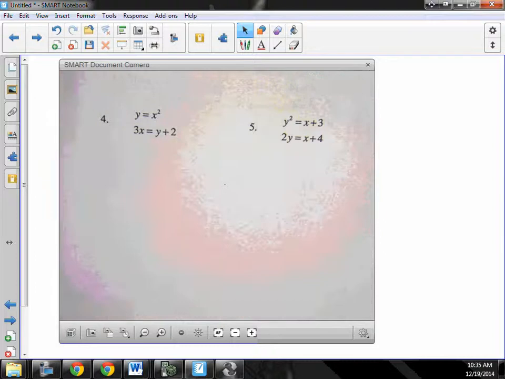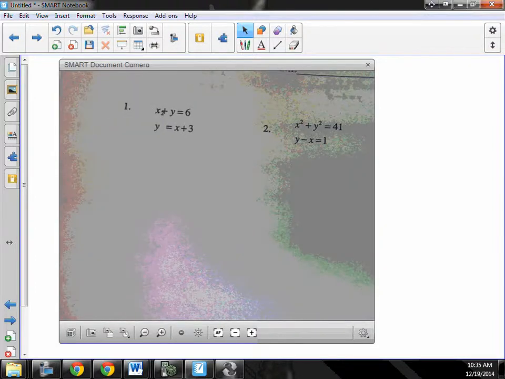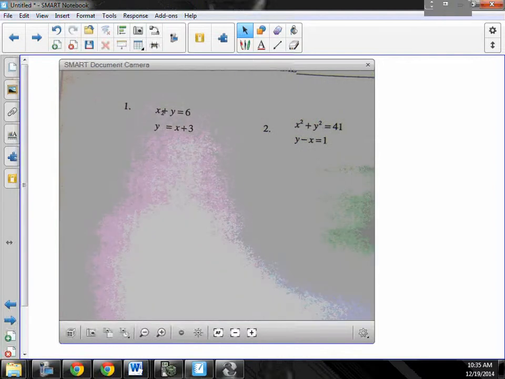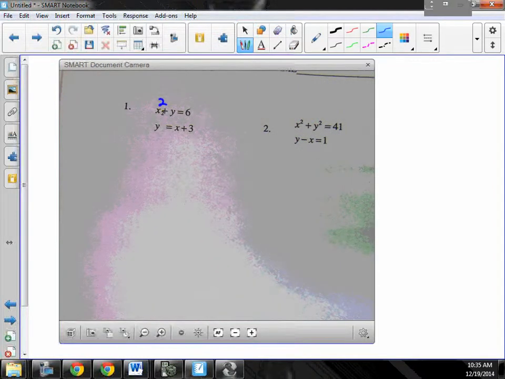Squared tried to slide off the page, but I caught it. So that squared should be up a little higher. It tried to run away, but we nailed it down.